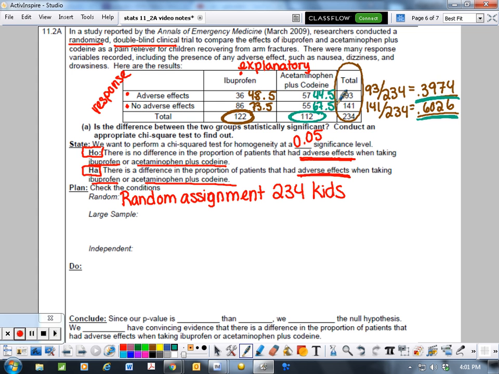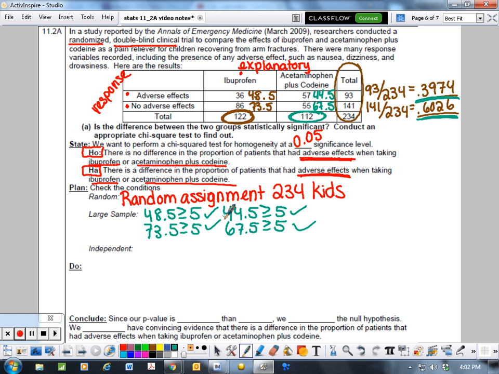And again, I like writing those expected values right next to my actual values, so when I do my chi-squared later on, I'm good to go. Because I showed my work up here, I can just go down here and say, okay, 48.5, well, that's greater than or equal to 5, so I'm good. 73.5, yep, greater than or equal to 5. 44.5, yep, greater than or equal to 5. And then 67.5, yep, greater than or equal to 5, so I'm good. So we've met that large sample condition, kind of like our normal condition for everything else.